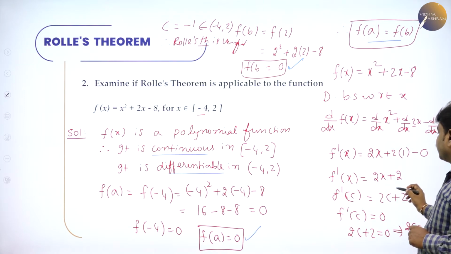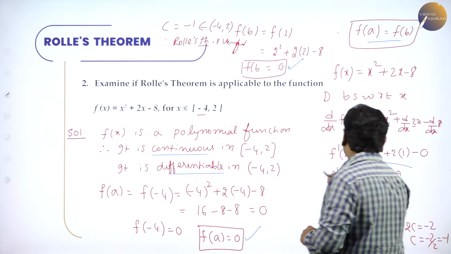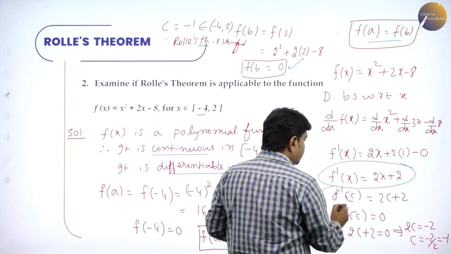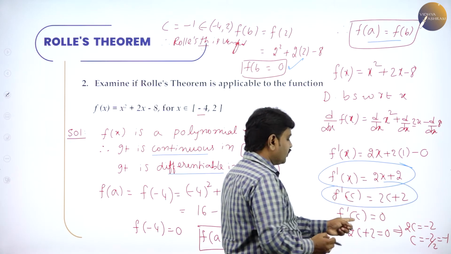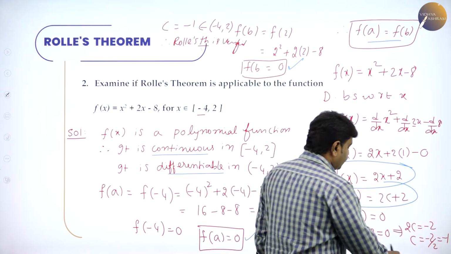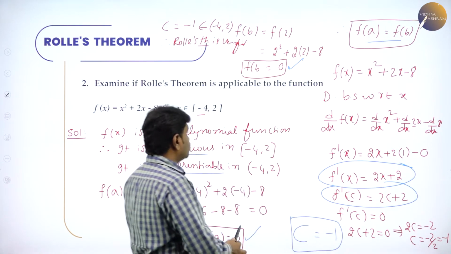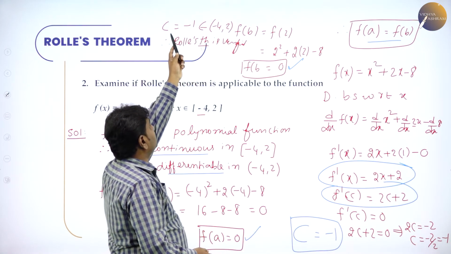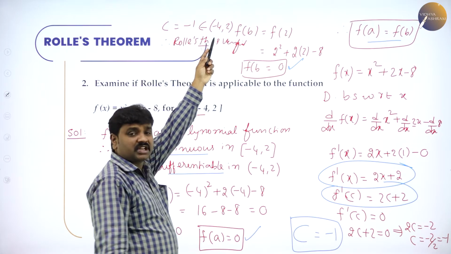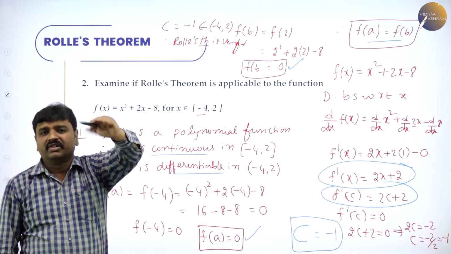Then differentiate both sides. You'll get f dash x as 2x plus 2, f dash c as 2c plus 2, then equate f dash c to 0, and you'll get the c value, which is minus 1. After you get c as minus 1, check whether it is in the interval. Yes, c is minus 1, it is in the open interval minus 4 to 2, therefore Rolle's theorem is verified.